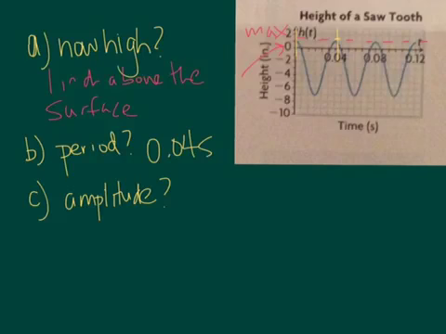The amplitude on this function would be the distance from the top to the bottom divided by 2. So the maximum is at 1, the minimum is at -7. The distance in between is 8, so the amplitude then is 4 total. And it represents the radius of the blade.